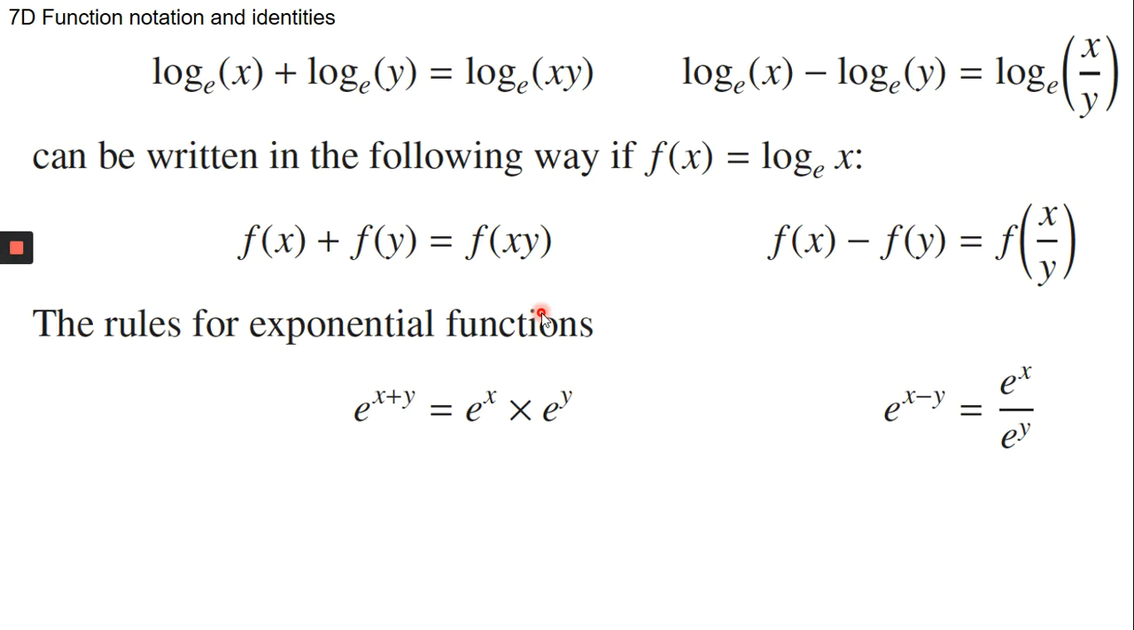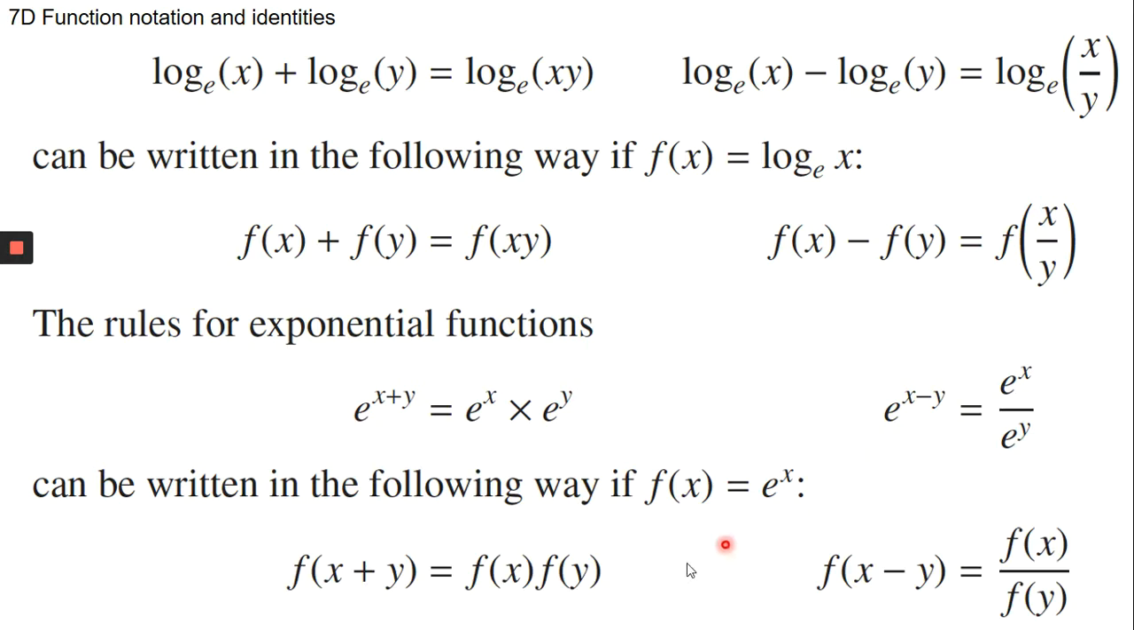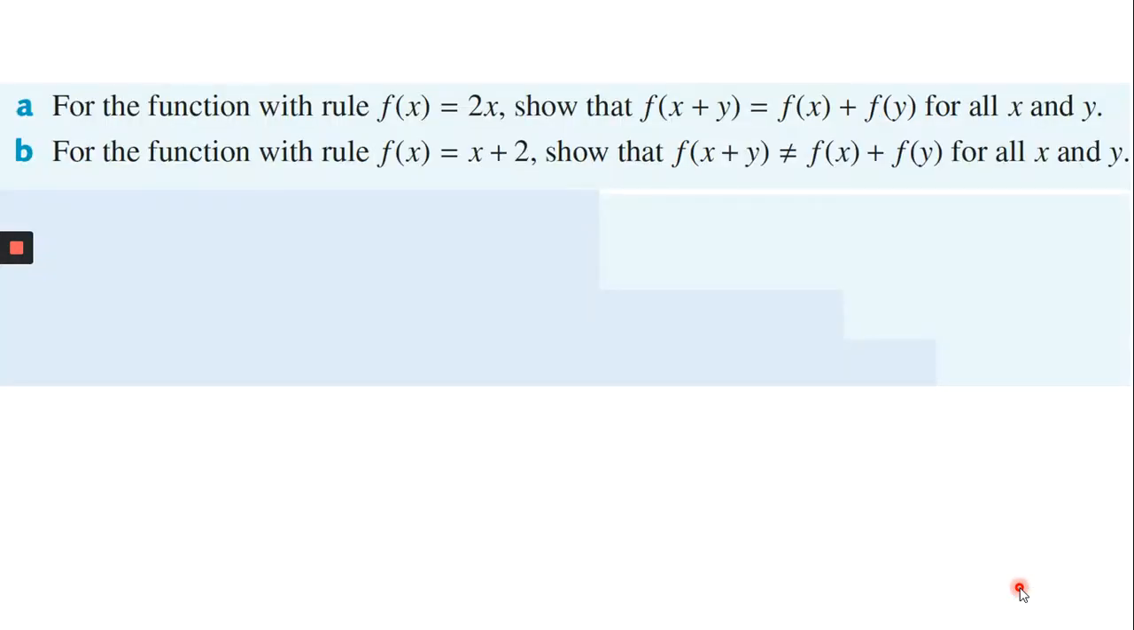Similarly, we can do the same with exponents. We know this exists, so we can, again, let f of x equal e to the x. So we add them together, we multiply them, take them away, we divide them. So it's just little situations they've set up. You would never think to do this. So that's where the trickiness comes.